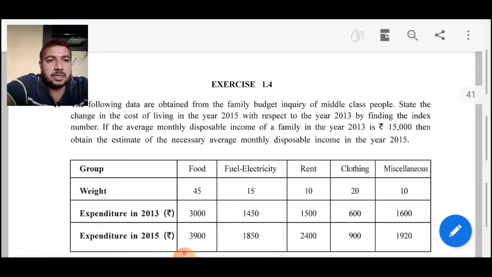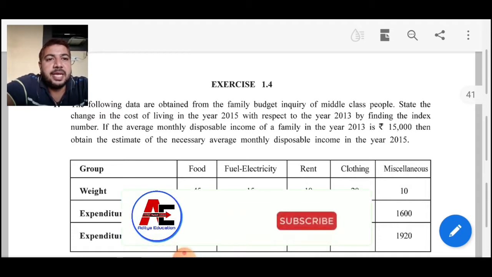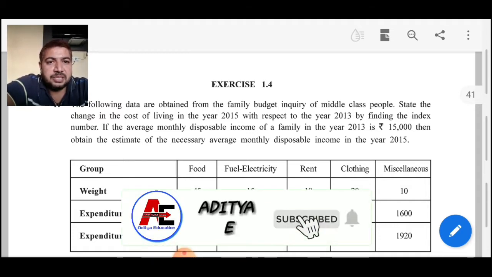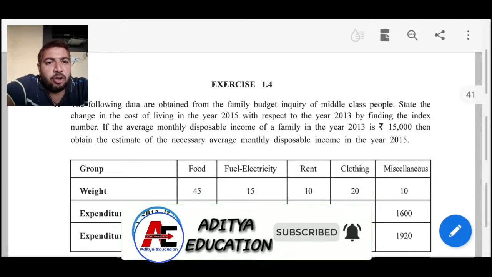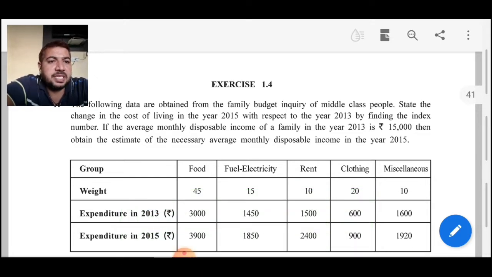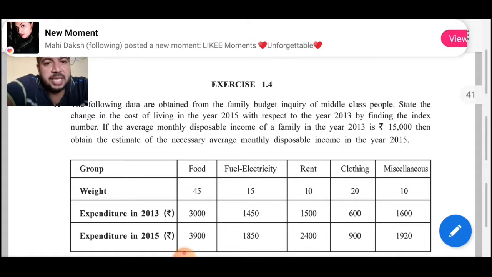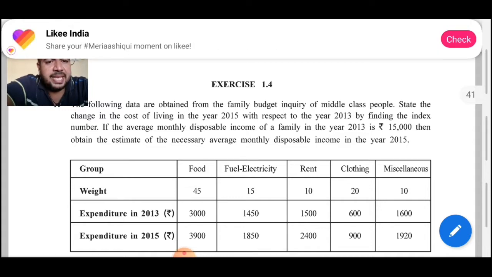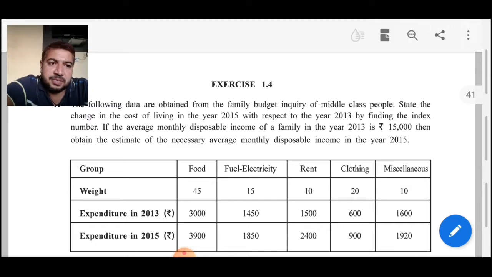Now we go for sums. So friends, take out your textbook and open page number 38, exercise 1.4, question number 1. The following data are obtained from the family budget inquiry of middle class people. State the change in the cost of living in the year 2015 with respect to the year 2013 by finding the index number. If the average monthly disposable income of a family in the year 2013 is rupees 15,000, then obtain the estimate of the necessary average monthly disposable income in the year 2015.